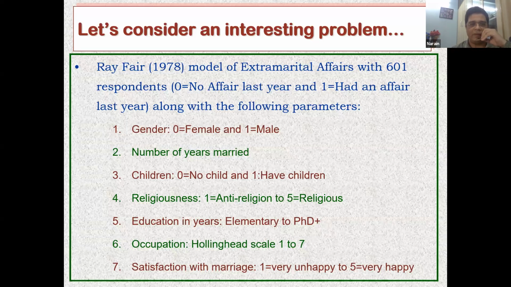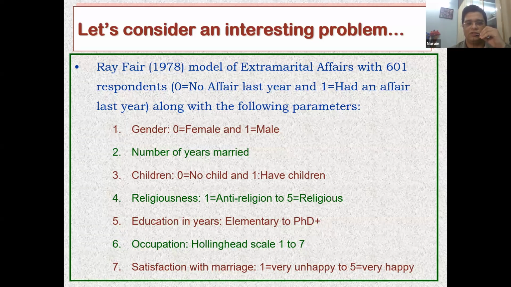And the various parameters which have been collected are: gender of the respondent, male or female, female being 0, male being 1; number of years the respondent has been married; children, whether the person has children or no children; and religiousness, one more factor, which is scaled from 1 to 5, 1 being anti-religion and 5 being the most religious.